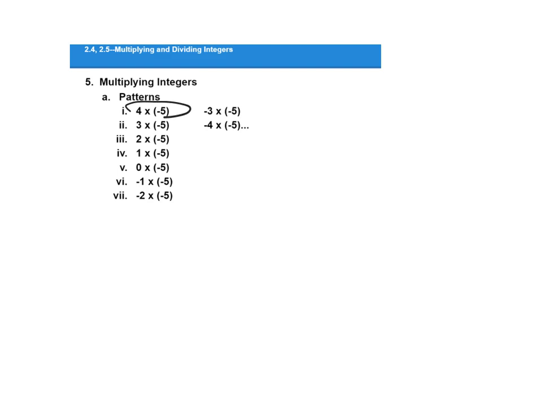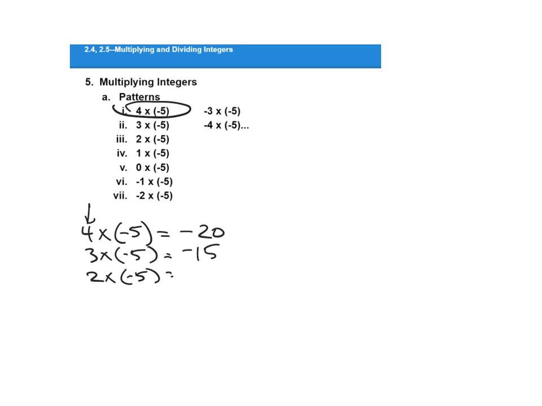Now that we know that a positive times a negative is a negative, 5 times 4 is 20, so that would be -20. So if we just continue with our pattern and keep the -5 constant, and then we'll just continue to decrease this other factor, notice that we will see a pattern of increasing. Actually, what's happening is you're increasing by 5, -20 to -15 to -10.